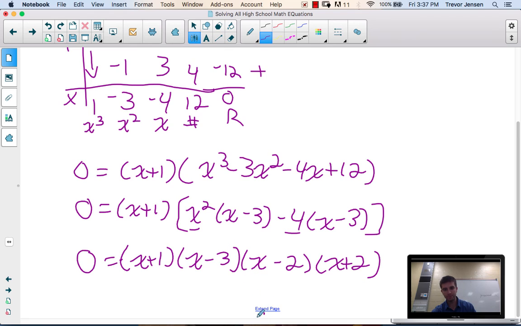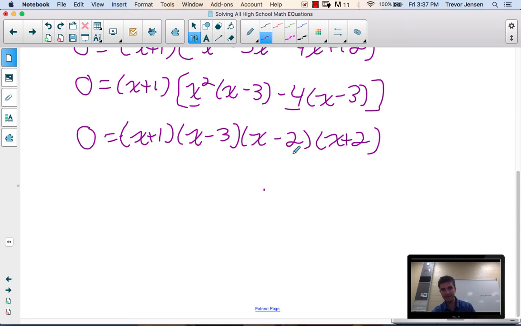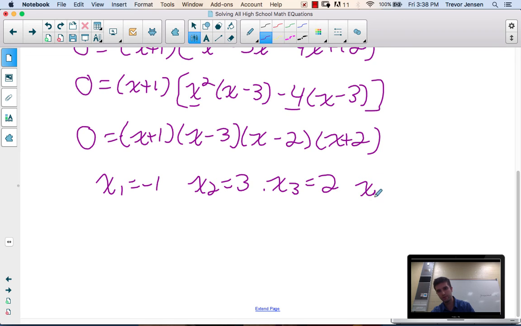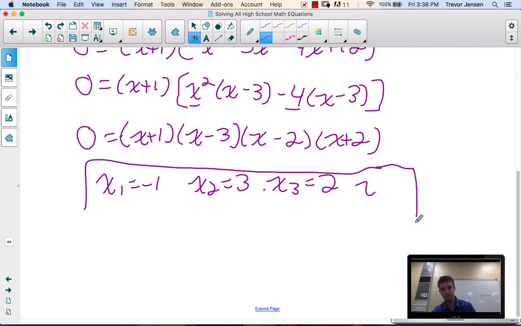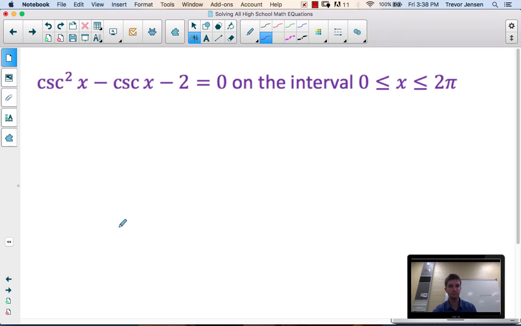Zero product rule tells me this equation would be true if any of these factors become 0. So it could be negative 1, 3, 2, or negative 2. All of those would make the equation true. All of those would make the equation equal to 0, and that's what we were trying to do. Sorry, this is my fourth answer. It was negative 2.